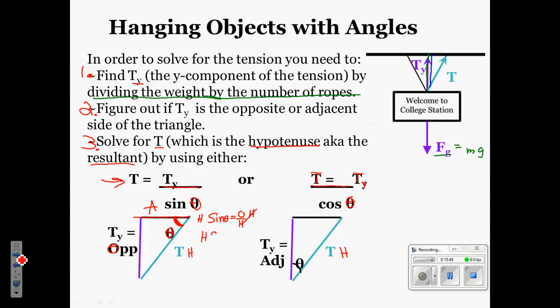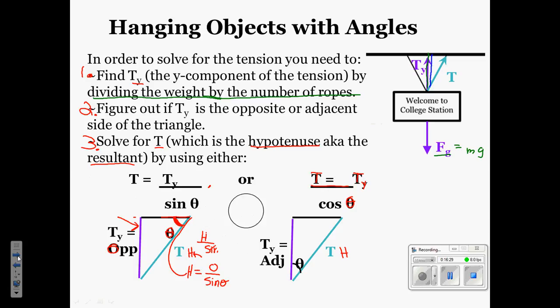I'm going to rewrite this. H is not by itself, so to get h by itself, I'm going to divide by sine of the angle. That cancels out, and I get h equals O over sine of the angle. And that's exactly what that is. It's just that T is the same thing as h, and Ty is the same thing as the opposite.